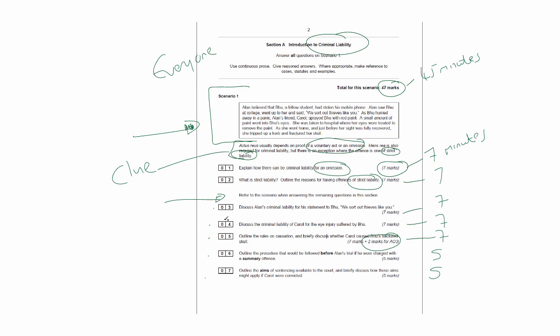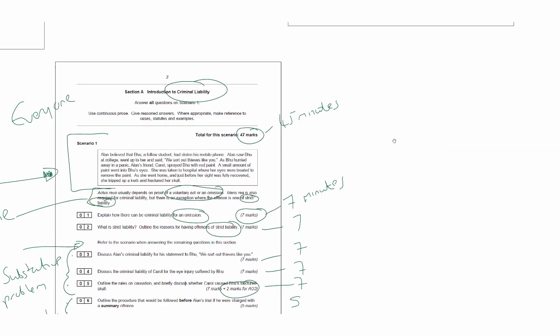In this case, 3, 4 and 5 are essentially proper substantive problem questions. 6 and 7 are going to be about the courts. They still relate to the scenario, but mainly they're back to being descriptive. The application part is much, much shorter. And that structured format is repeated in each of the other sections.